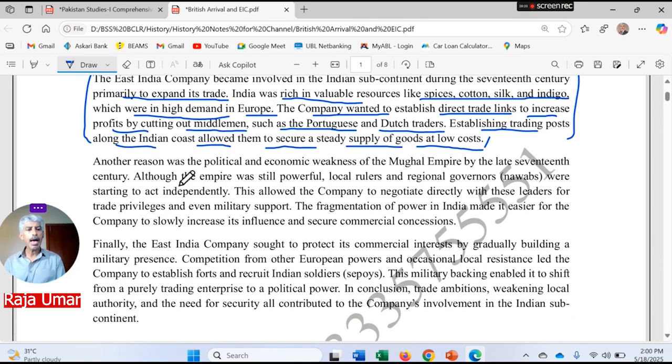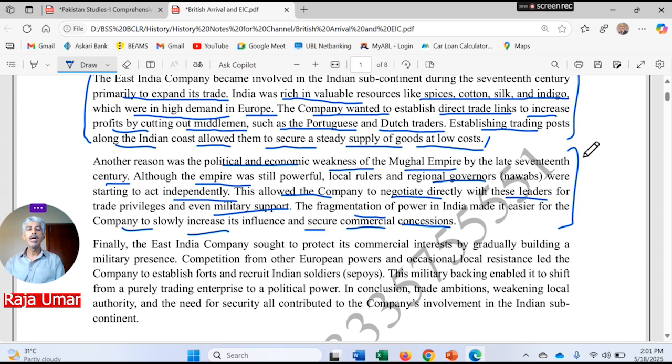Another reason was the political and economic weakness of the Mughal Empire by the late 17th century. Although the empire was still powerful, local rulers and regional governors, Nawabs, were starting to act independently. This allowed the company to negotiate directly with those local leaders and to get the advantage of their trade and even the military support. The fragmentation of power in India made it easier for the company to slowly increase its influence and secure commercial concessions.